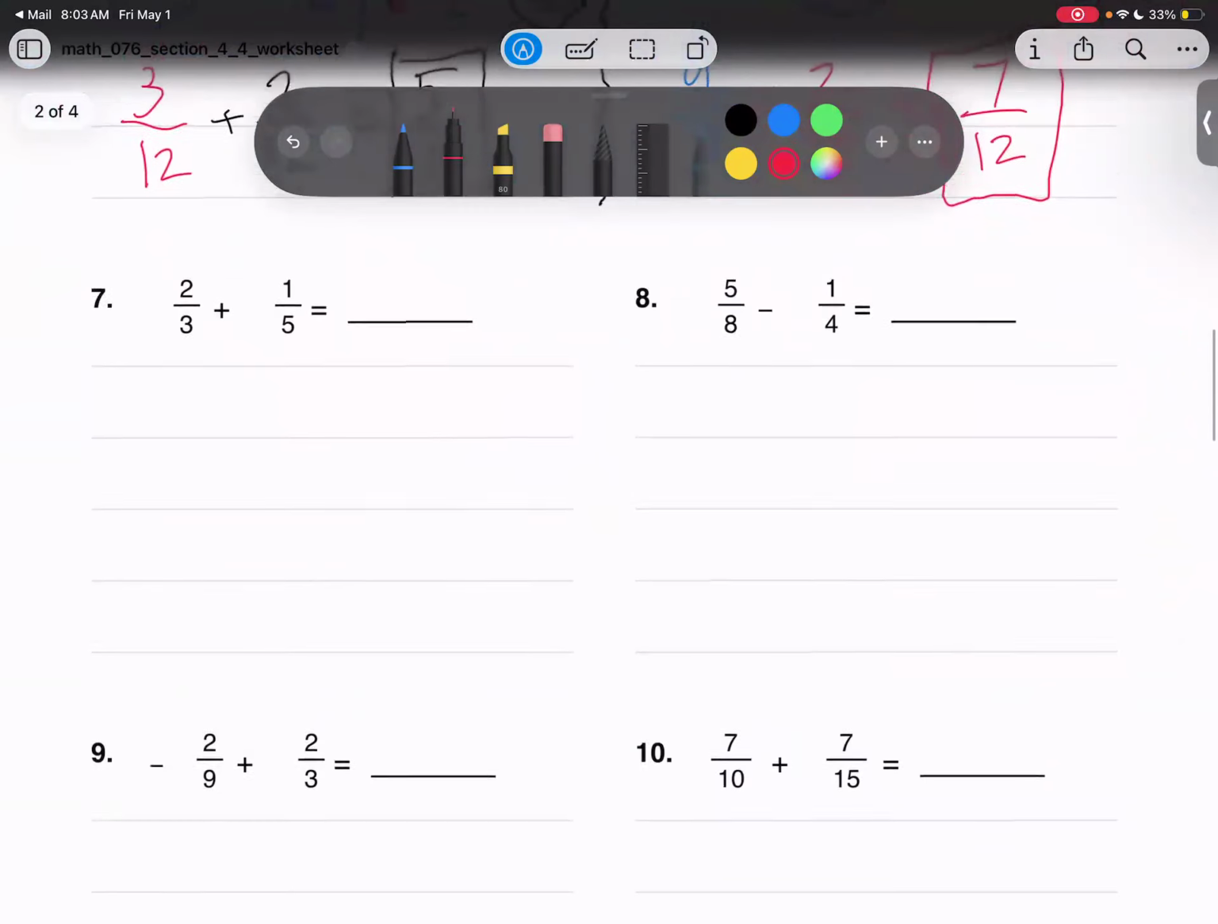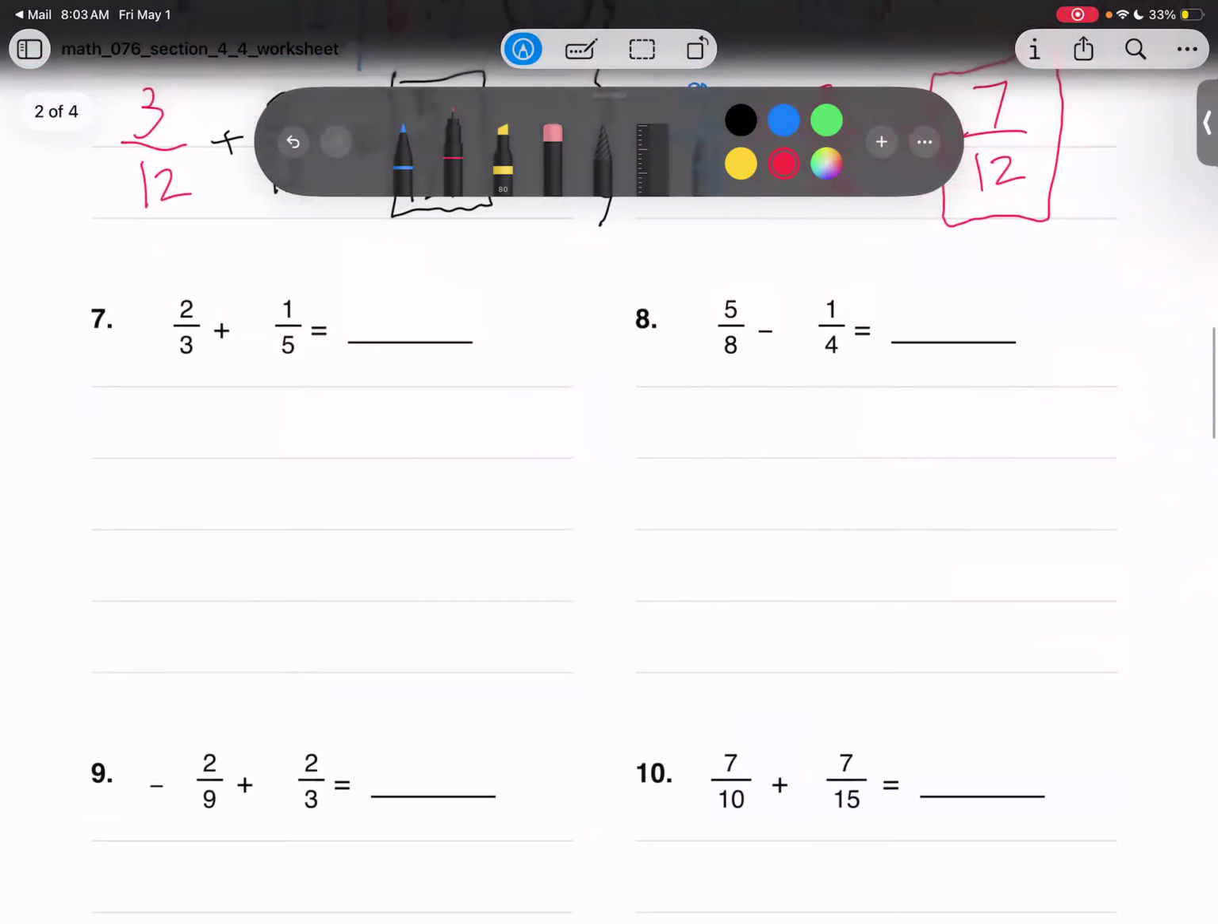Okay, I've got 3 and 5. Let's first come up with a common denominator, okay? I'm going to erase some of this so that we have a cleaner page because it's driving me nuts. There's too much stuff to look at.